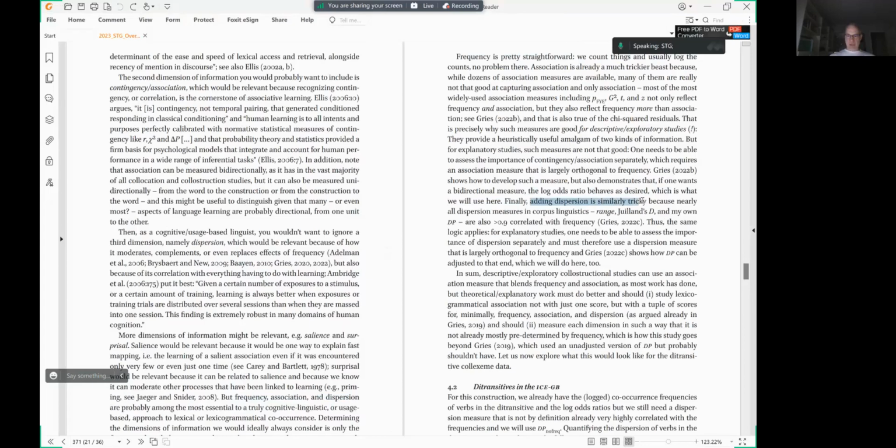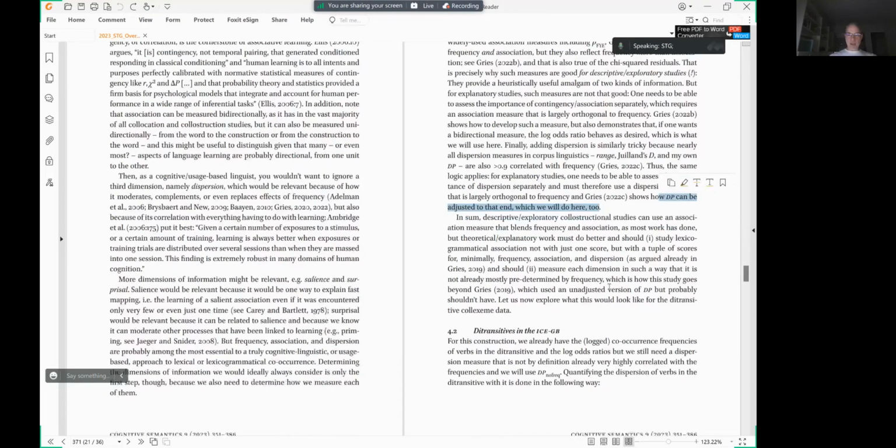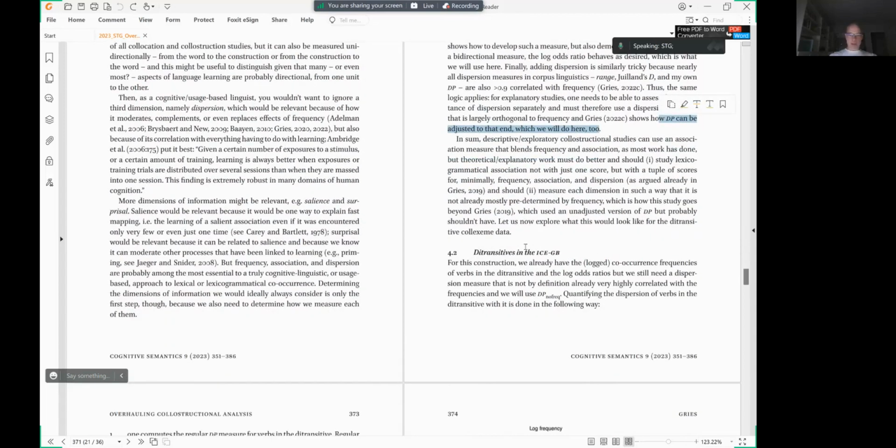Finally, adding dispersion is tricky because most dispersion measures are very highly correlated with frequency. So here we are using a measure of dispersion that can be adjusted to not reflect frequency, and we're going to do that here as well. So case study 1, ditransitives in the ISGB.